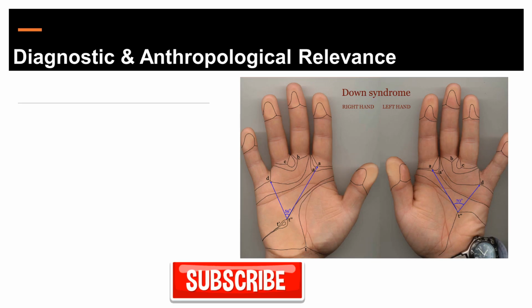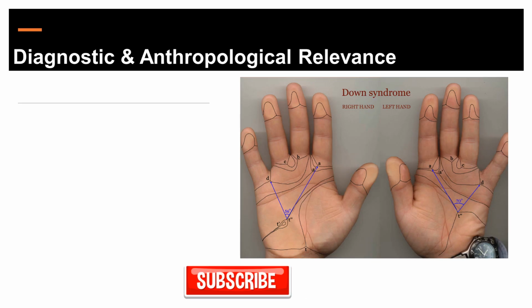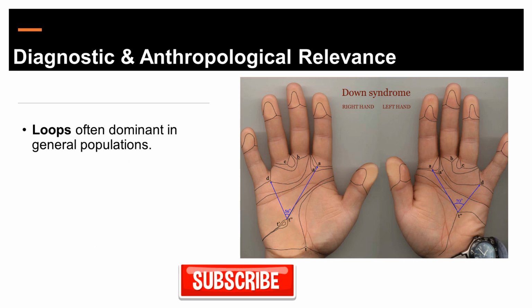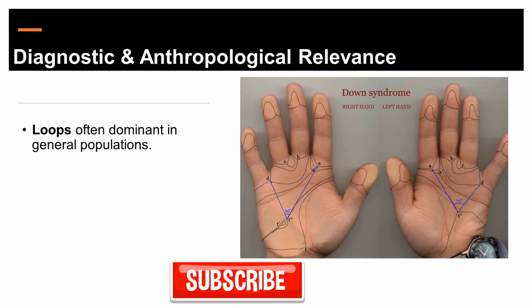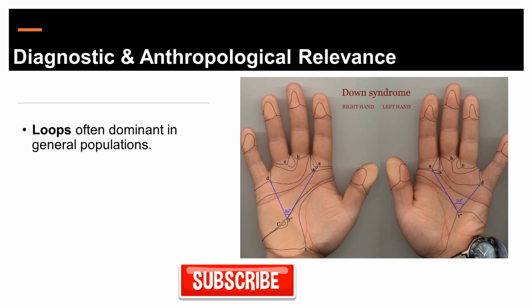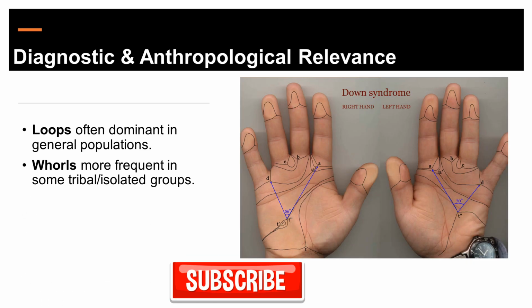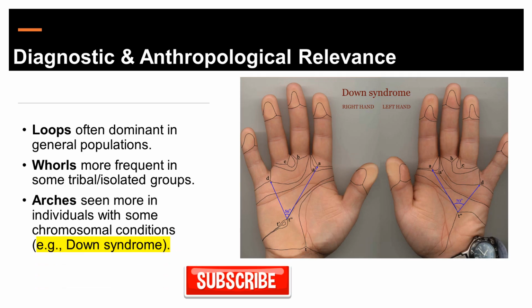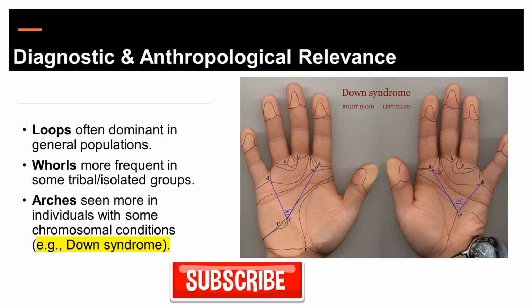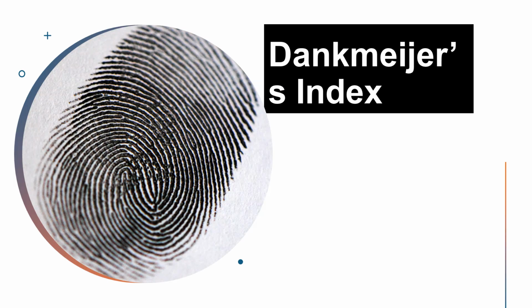Bonus. Diagnostic and anthropological relevance. Loops often dominant in general populations. Whorls more frequent in some tribal/isolated groups. Arches seen more in individuals with some chromosomal conditions, e.g., Down syndrome.